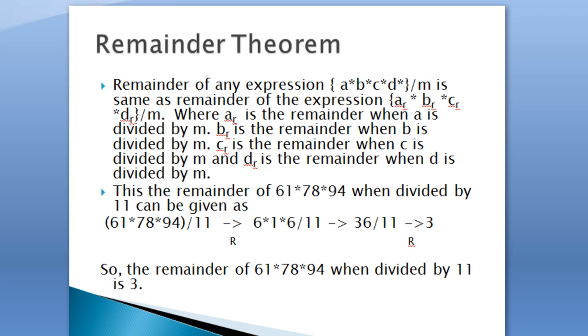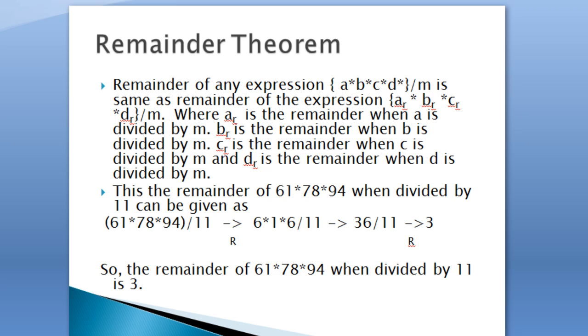So you don't really need to multiply A with B, with C, with D, and then divide the whole thing by m. You don't need to do all that. All you need to do is divide a by m and find the remainder. Similarly, divide b by m and find the remainder. Like that, you go on doing it for all the terms in the numerator.